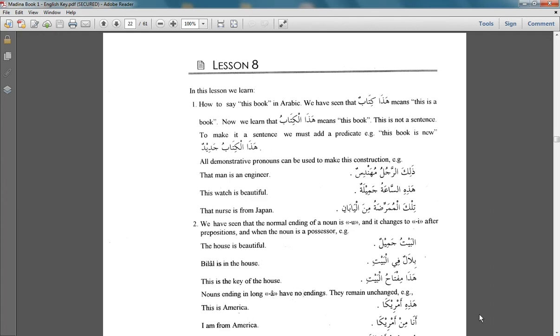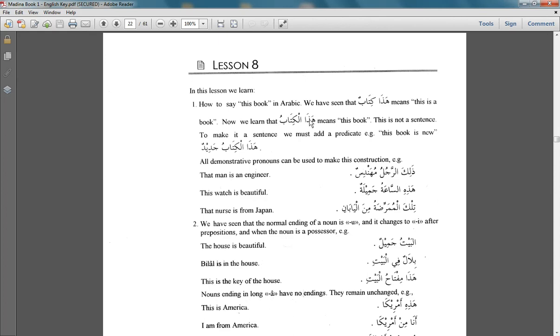In this lesson we learn how to say this book in Arabic. Now pay very close attention to the difference between the two, this book and this is a book. We have seen that هذا kitabun means this is a book. Now that's a complete sentence.